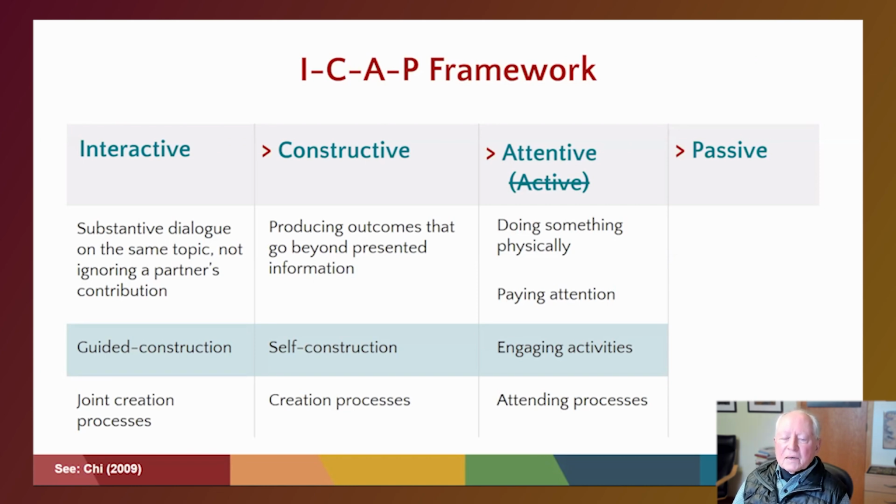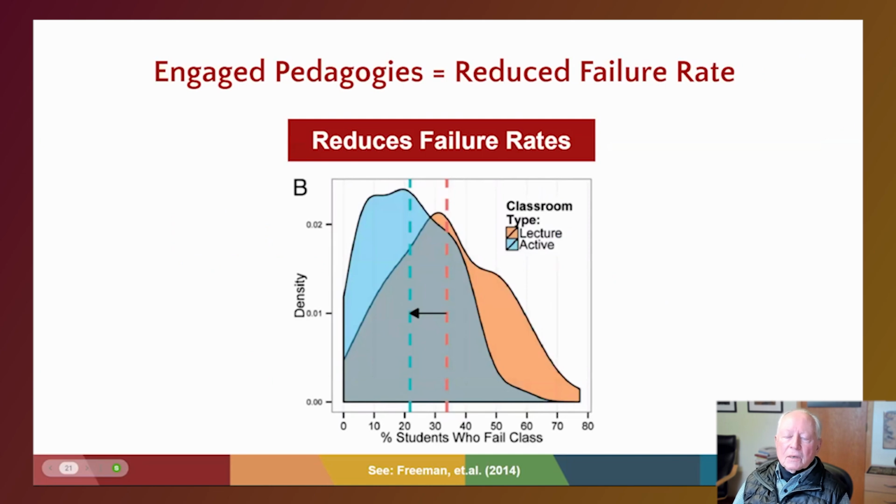One key finding of the importance of interactive learning is it reduces failure rate. This is a meta-analysis Scott Freeman's group at Washington did. It's published in the Proceedings of the National Academy of Sciences. It's freely available, a lot of data. And that study showed that having students interact during class time can reduce the failure rate by more than 10%.